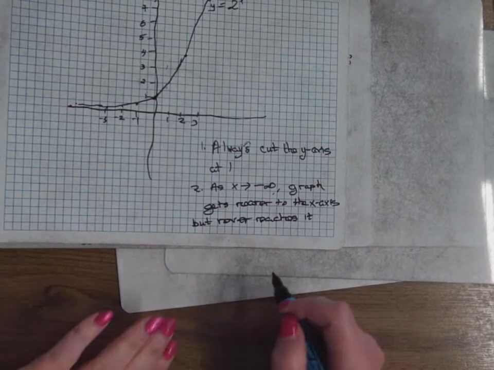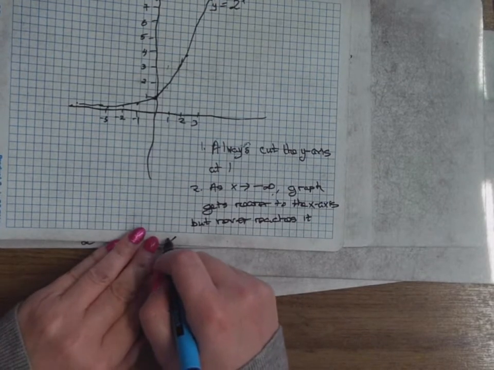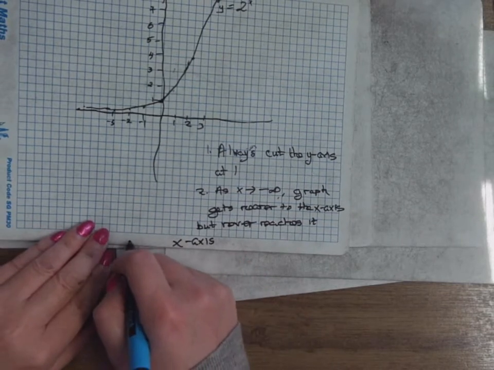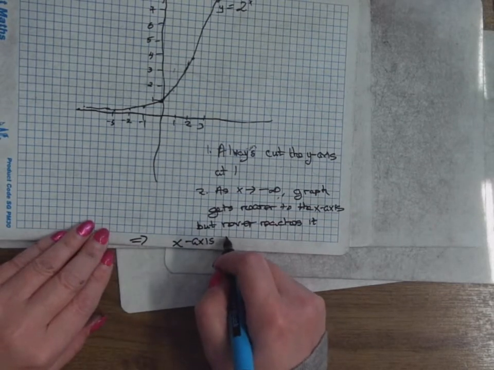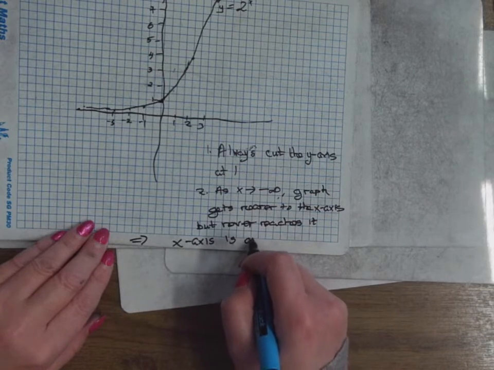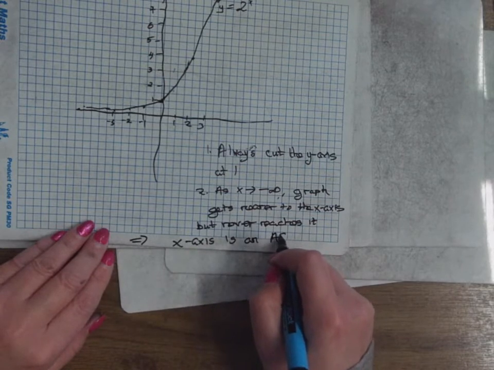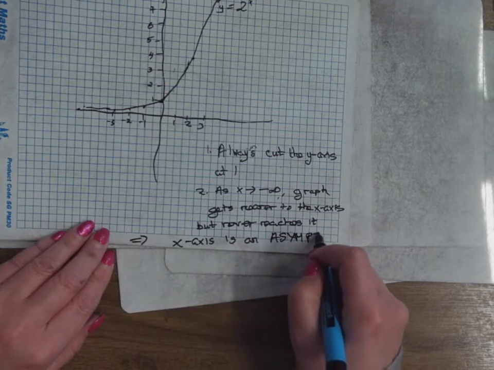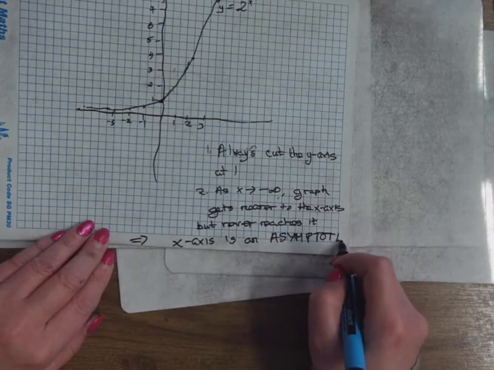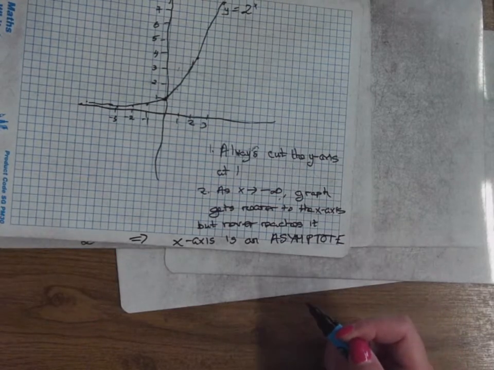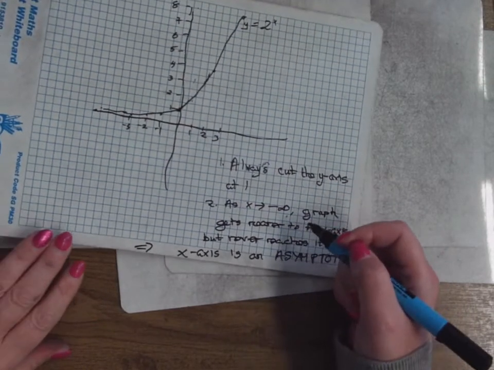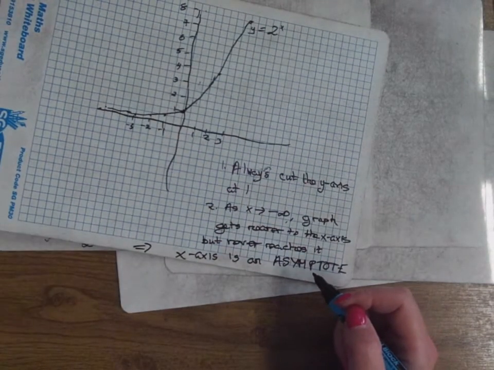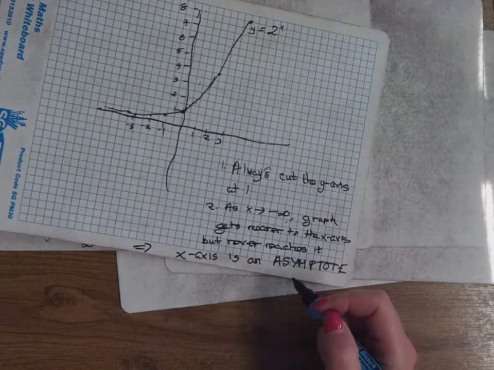Is that alright? Okay, so there's a fancy word for that. Does anyone remember, did you hear it? This implies the x-axis is an asymptote, it's called. Have you ever heard that word before? Asymptote. An asymptote is just a line that the graph gets nearer and nearer to but never reaches. So we say the x-axis is an asymptote, just in case you ever come across that word.